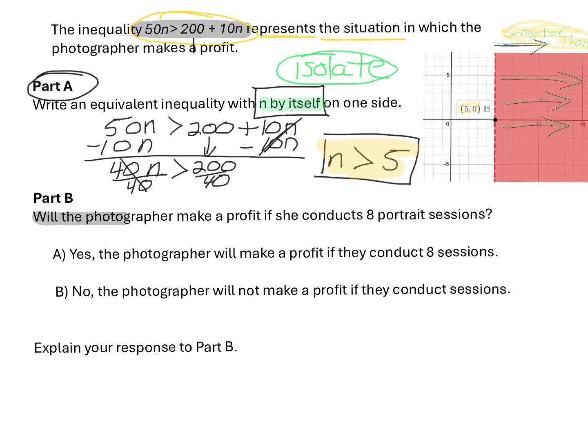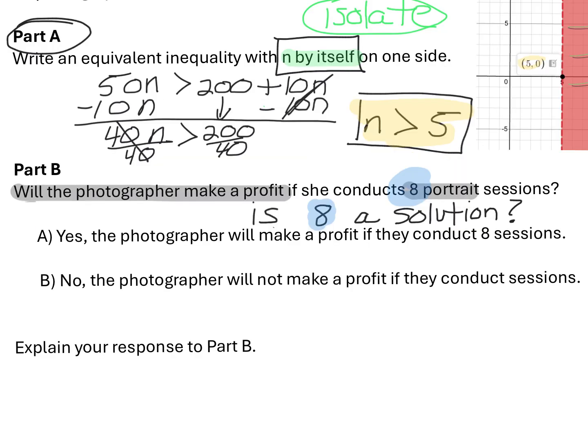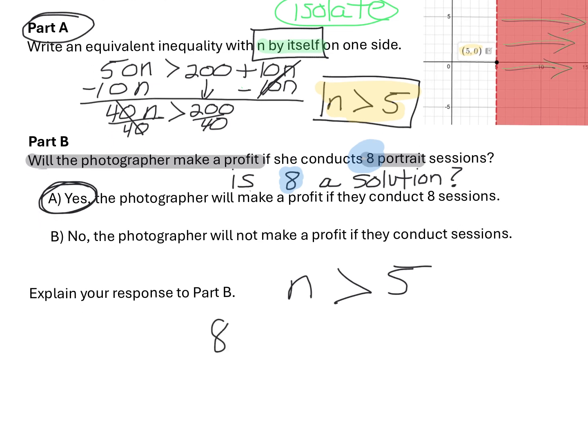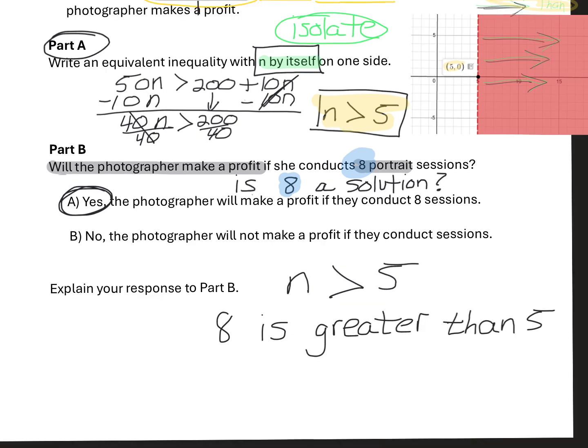So the question: will the photographer make a profit if she conducts 8 portrait sessions? In other words, what it's asking is, is 8 a solution to this inequality? And we should say yes. The reason we should say yes is because the solution is any number that is greater than 5, and 8 is. So again, we would say yes, because the solution set is any number that is greater than 5, and 8 is greater than 5.